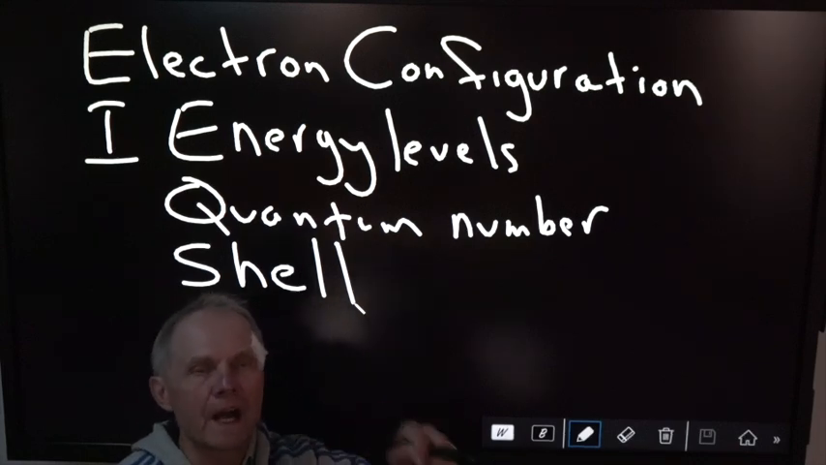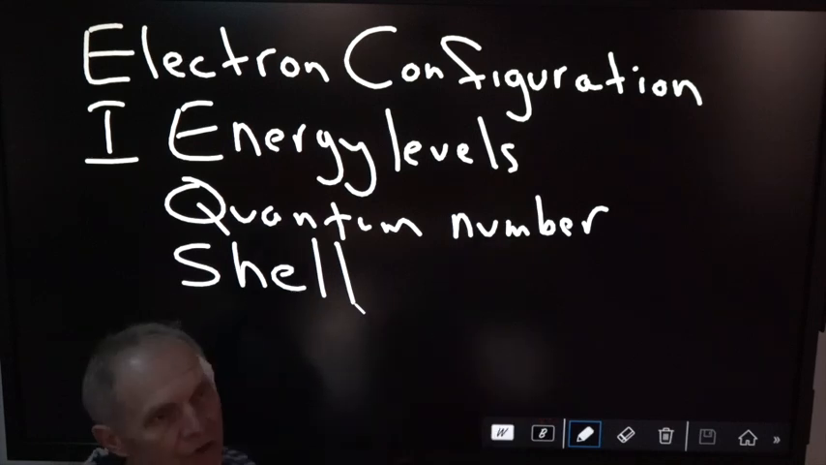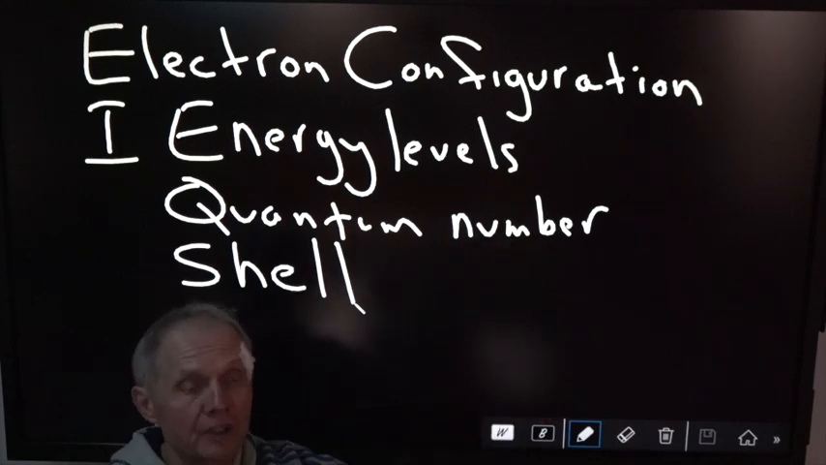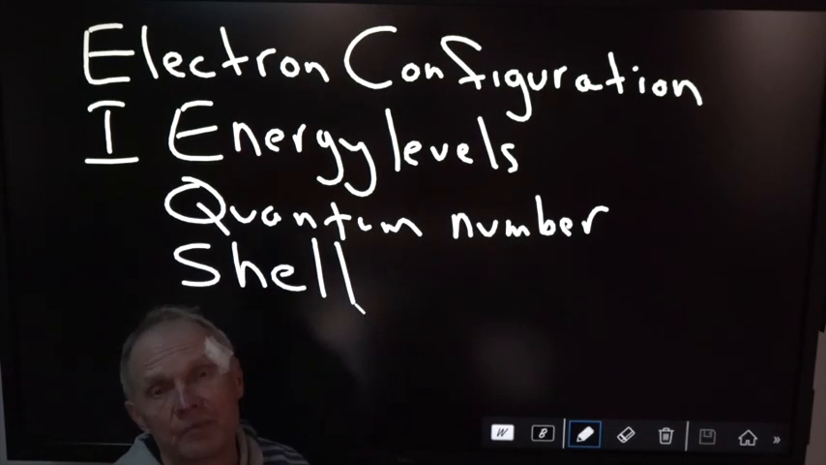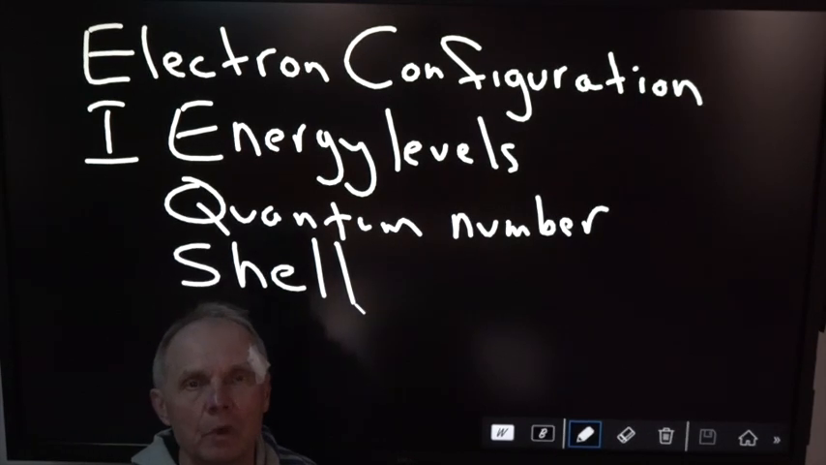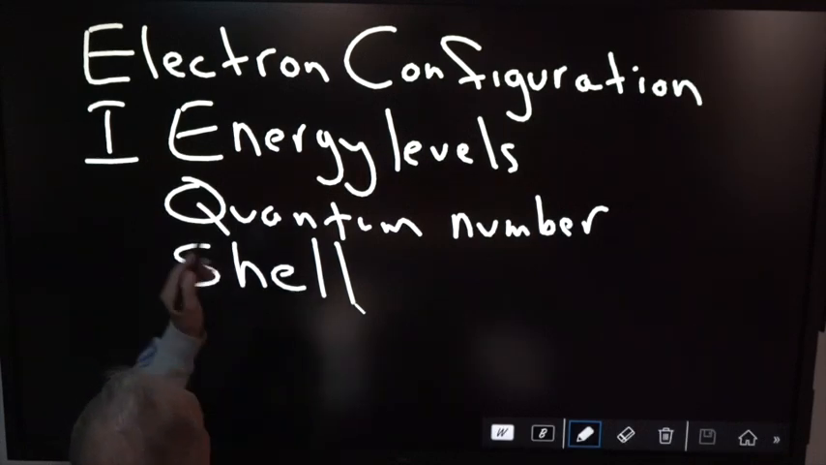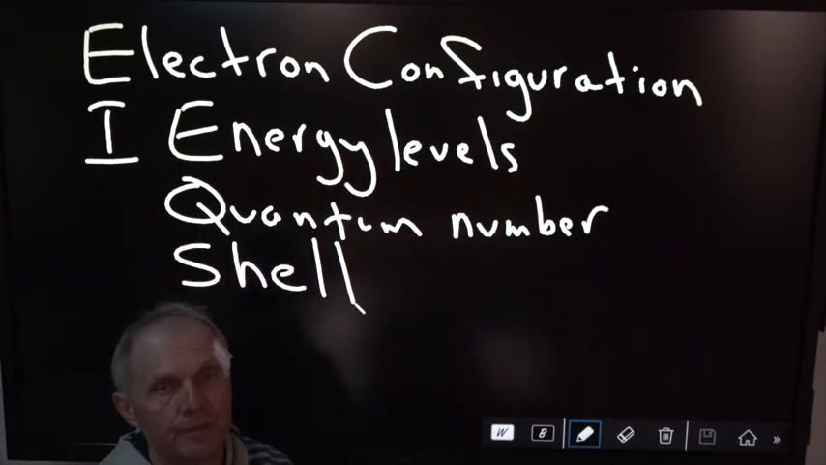If you're out in shell 5, 6, or 7, or you are on step 5, 6, or 7 going up the steps, you're unstable. You don't like it up there. You want to go back where you were before. Okay? So these are called energy levels.